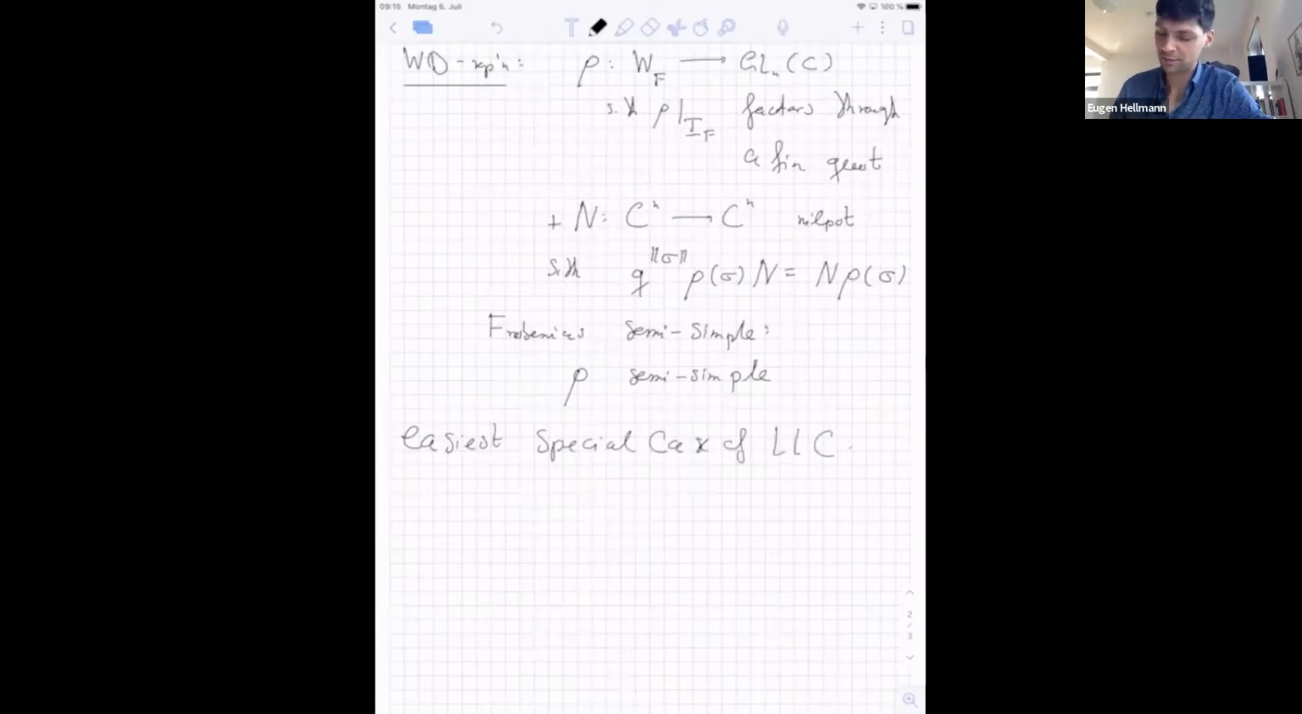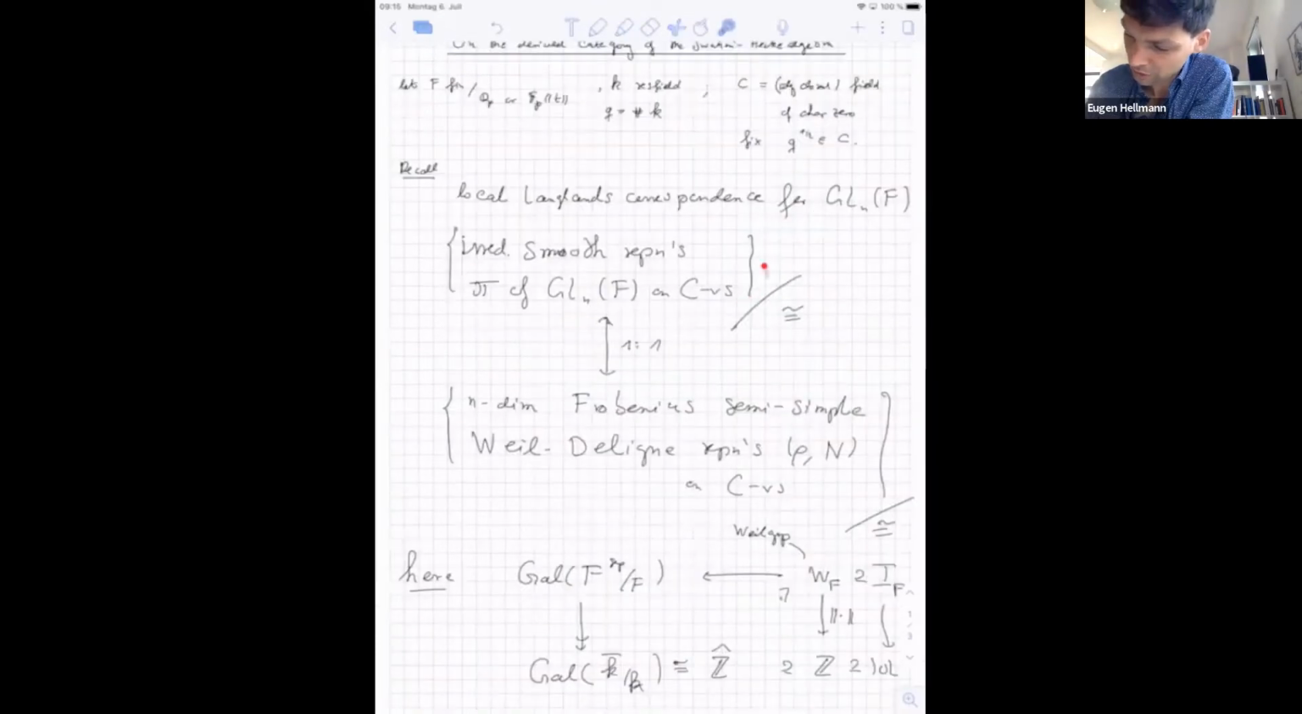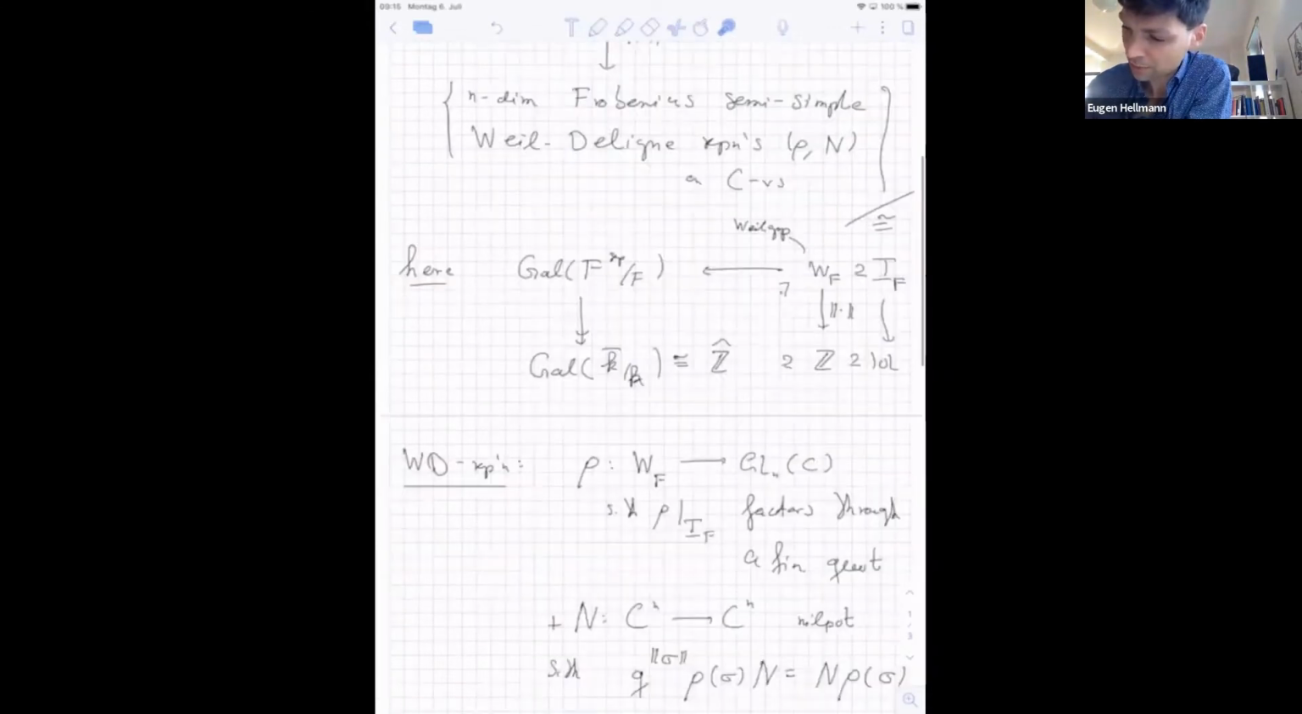Okay, so what is the easiest special case? I just restrict attention to representations pi which have a non-trivial fixed vector under the Iwahori subgroup. So it's just a subset of the representations here. And which subset is it?